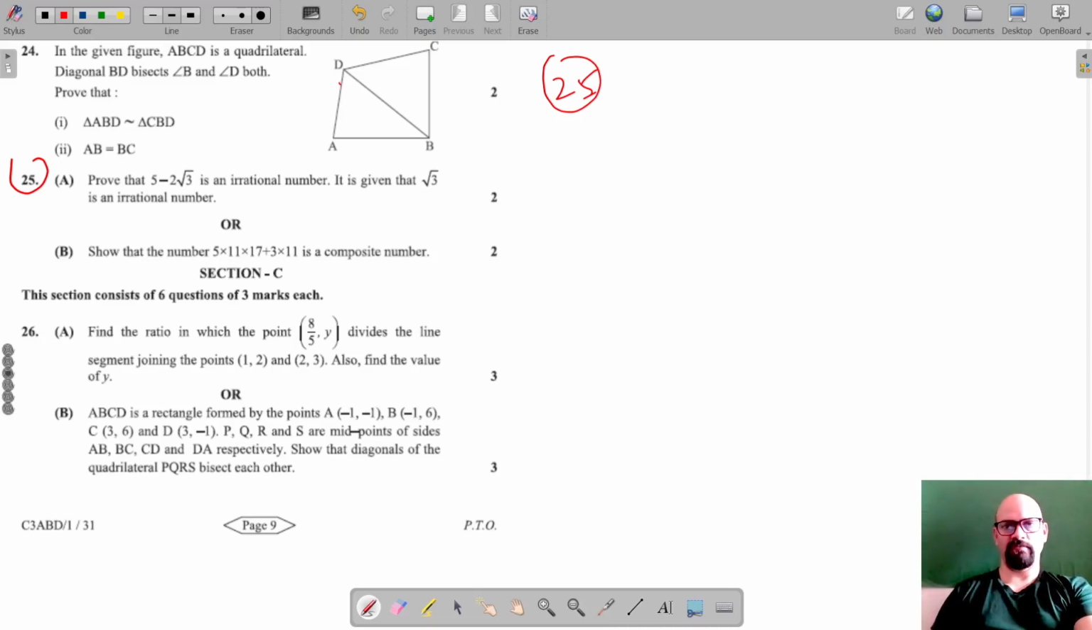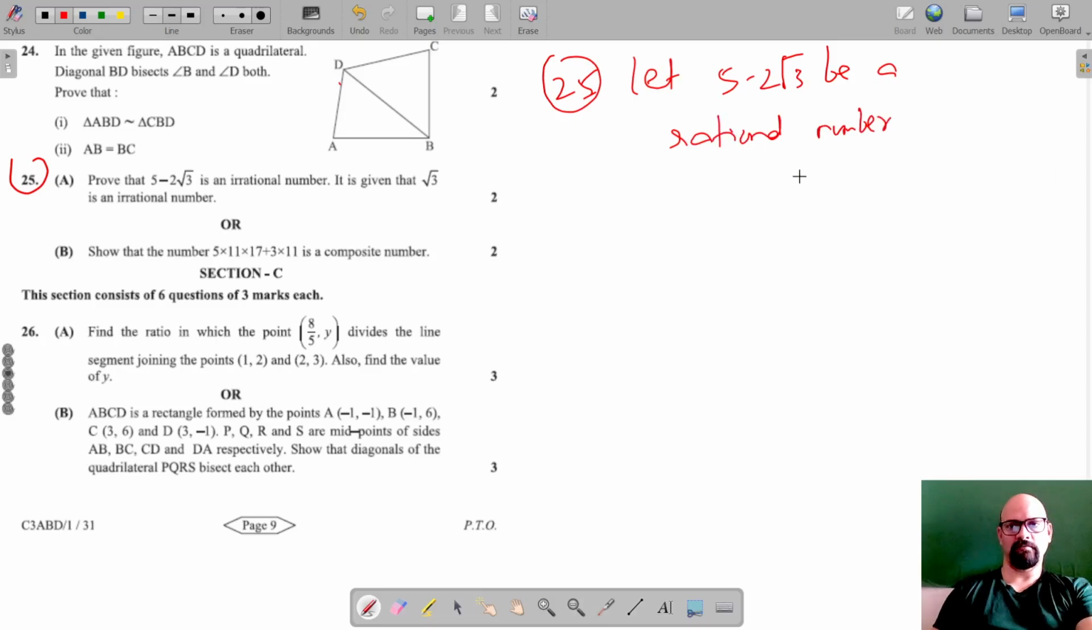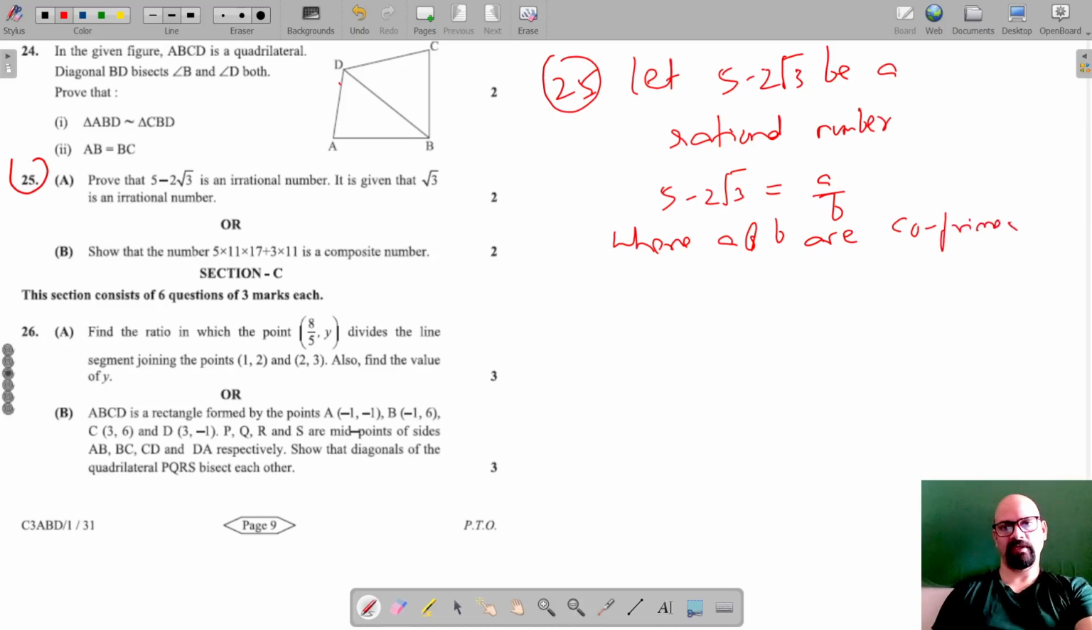Let's assume that 5 minus 2 root 3 is a rational number. If it is rational, then I can write 5 minus 2 root 3 is equal to a upon b, where a and b are coprimes. That means they do not have any common factor except one, that is, they are not divisible by any other common number except one. And we have to make sure that b is not equal to 0.